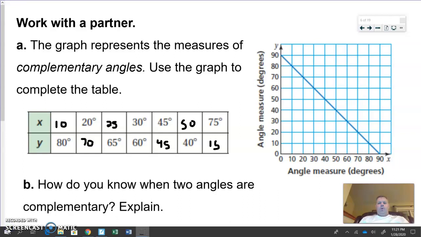Thanks. Hopefully when you filled out your table, we had 10 and 80, 20 and 70, 25 and 65, 30 and 60, 45 and 45, 50 and 40, 75 and 15. How do you know when 2 angles are complementary? As we talked a little bit yesterday, we know that 2 angles are complementary when they add up to 90 degrees.